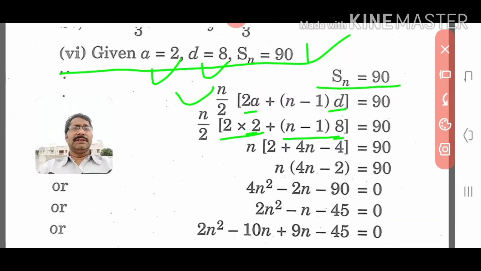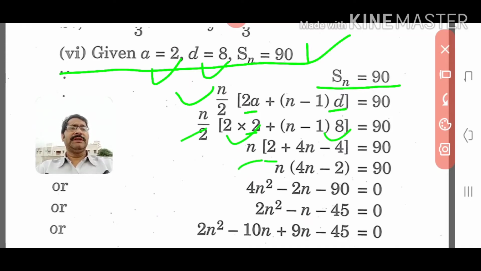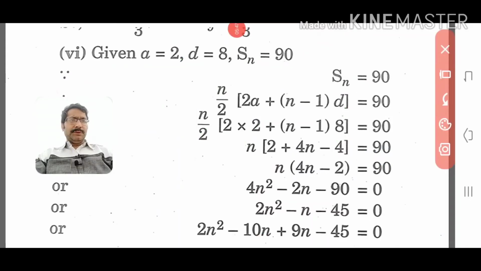Look here, you can take 2 common. From these, you cut that 2 by this 2. So you get n, and here is 2 and here is 4 remaining. So 4 times (n minus 1), you multiply, you get 4n minus 4 equal to 90. All of you look here, we get n times (2 plus 4n minus 4) equal to 90. 2 minus 4 is minus 2, so n times (4n minus 2) equal to 90.